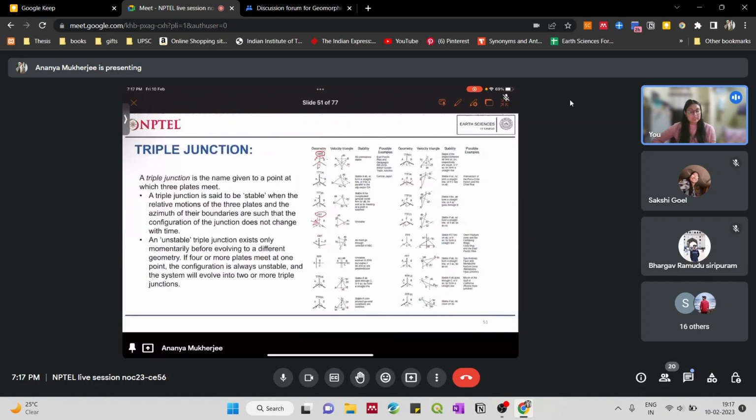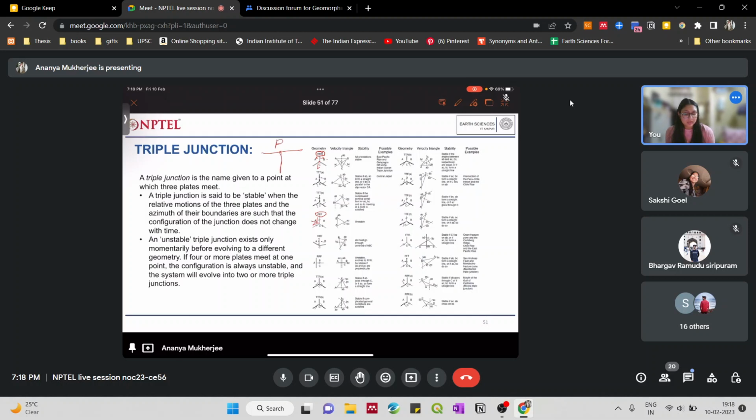Okay, so these are a combination of different kinds of geometries of triple junctions. So when I give the slides to you, you can go through them and try to understand the geometries as per the simplistic diagrams that were given in the previous slide. Okay, so you can compare and you can understand how the plates are going to move relative to each other, and how this triple junction would look at different settings. T means what? T means it's forming a T. Okay, suppose I consider this.